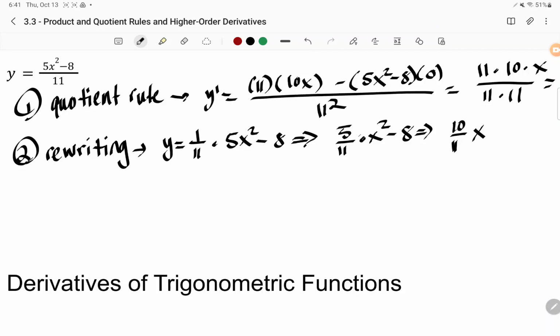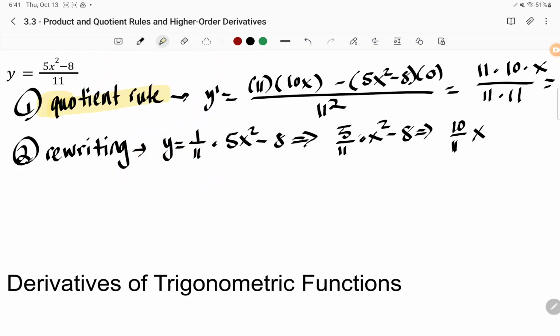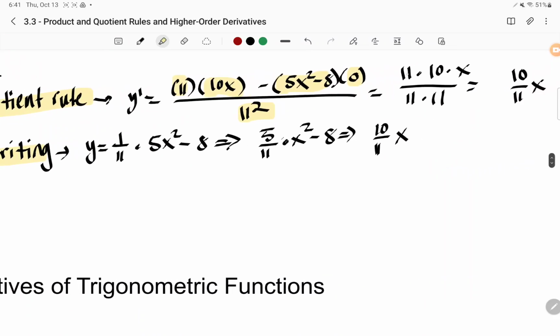Okay, so let's take a look at this doing both ways. Number one, we use the quotient rule, and then we rewrote it. So using the quotient rule, low d high minus high d low over low low. And then that simplifies. I left it as the factors because you notice here the 11s will cancel, and you're left with just 10 over 11 times x, or 10 11s x.